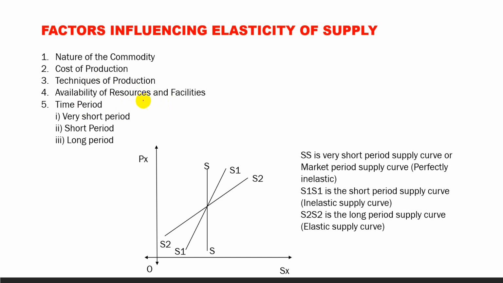Availability of resources and facilities. The production of a commodity requires adequate resources and other facilities like irrigation, power, transportation, banking, insurance, etc. The producers feel handicapped in their absence or shortage. Hence, supply becomes inelastic. On the other hand, if these resources and facilities are easily and adequately available, producers can easily respond to change in price and it becomes elastic.